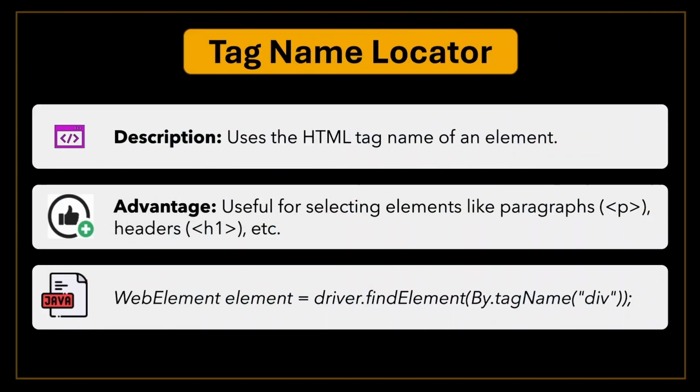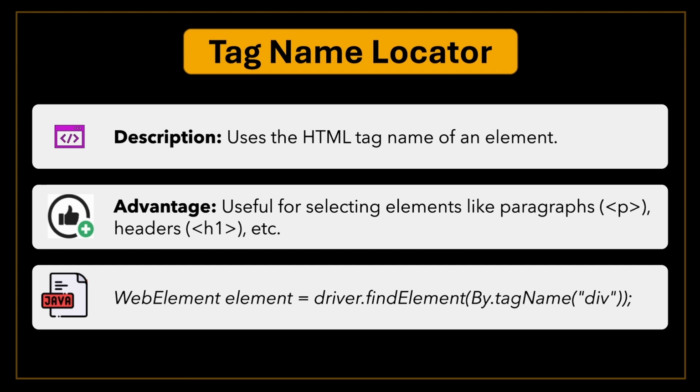As we saw earlier in this video, in HTML, a tag name represents the type of HTML element such as div, input, button, etc. Using the tag name as a locator in Selenium can be useful in specific scenarios, such as when you want to interact with a specific type of element such as all buttons or input fields, or if you want to retrieve all anchor tags to get all the links on the page. In such scenarios, we can fetch a list of web elements that share the same tag name and then iterate over them or select a specific one.